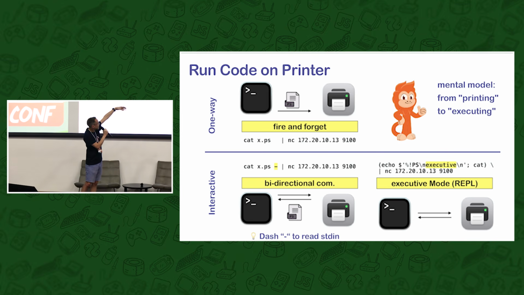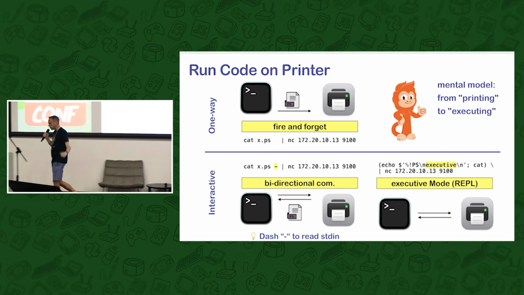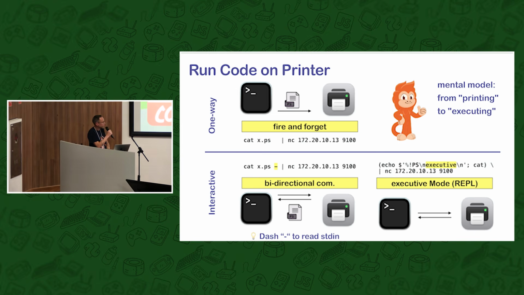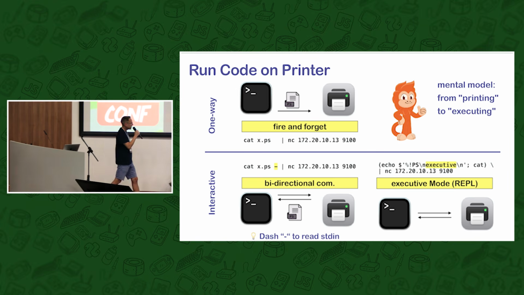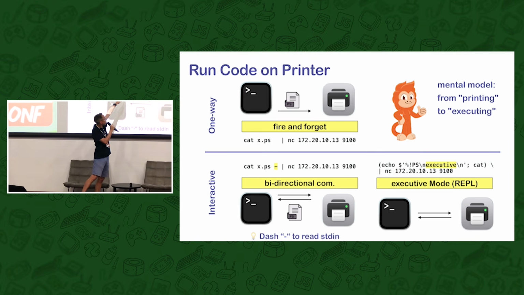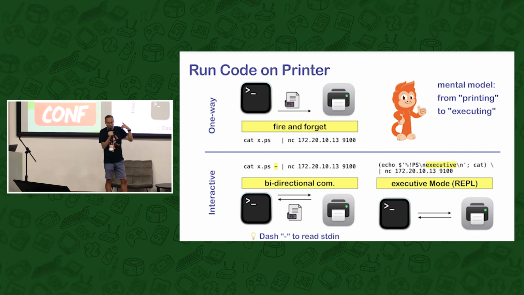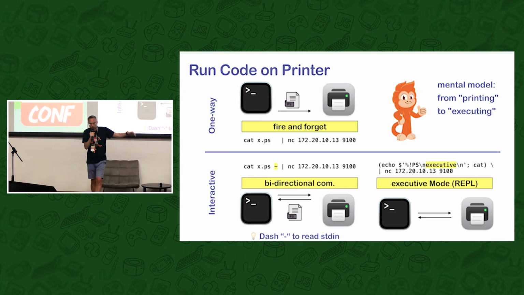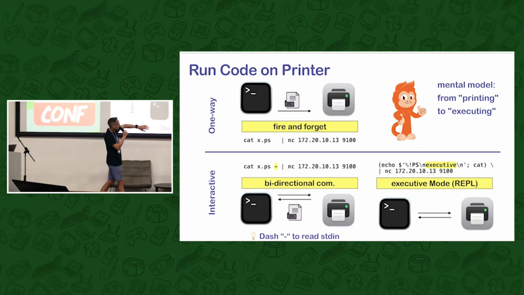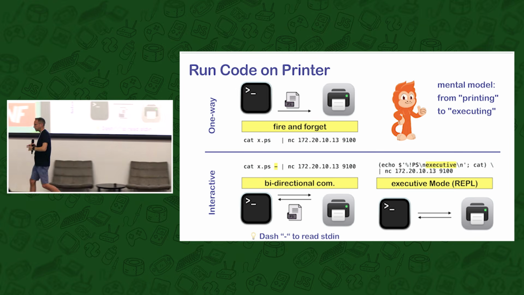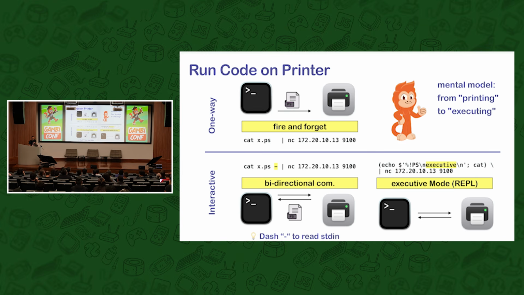So you send it to the printer on port 9100. This is the standard way to address your printer. Now, it turns out that with this very simple Unix trick, the dash here, you keep the line open. So you can get feedback from the printer and enter subsequent commands. You can even have no file at all and get a REPL on the printer. So it's very important because we shift totally the mental model from printing to executing.